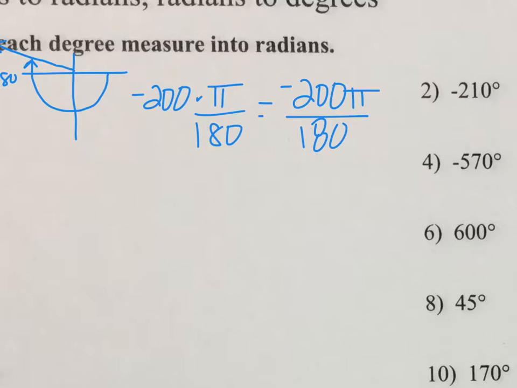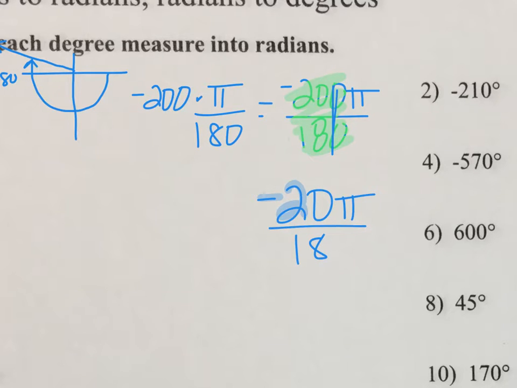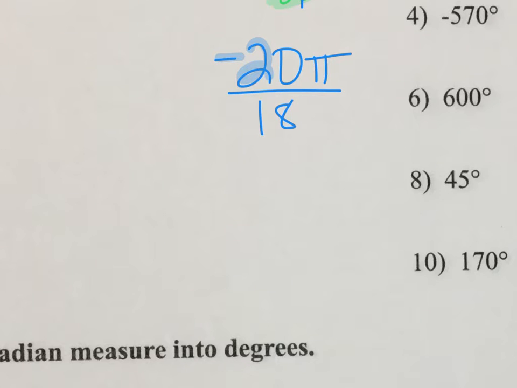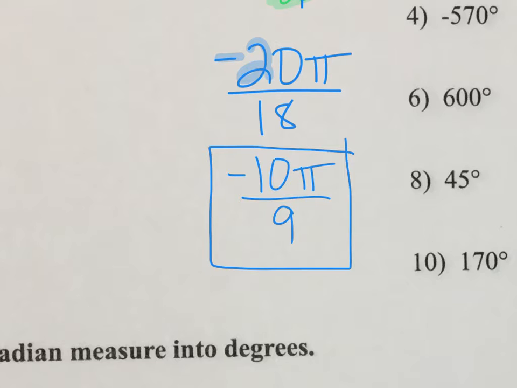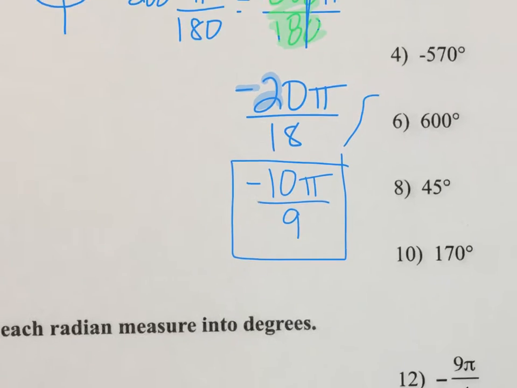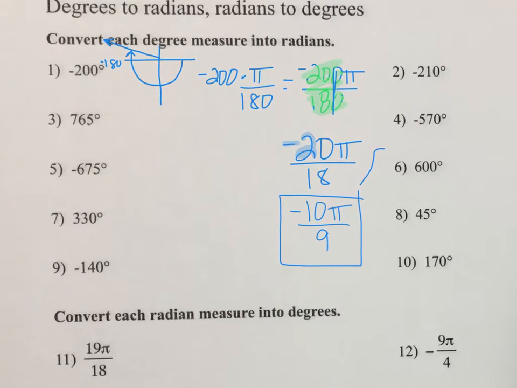And now I want to find a common multiplier between 200 and 180, because we need to reduce this as much as we possibly can. Okay, so let's reduce it. I know they both have a 10 in common. If I divide them both by 10, that's 20 pi over 18. Okay, and I believe 20 and 18 still have a common multiplier of 2. So divide them both by 2, and that's 10 pi over 9. And that is as simple as you can get. 10 and 9 have no more common multipliers, so I cannot reduce that anymore. So negative 200 degrees is known as negative 10 pi over 9.